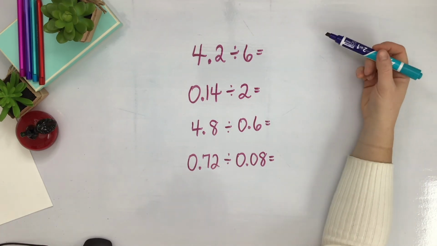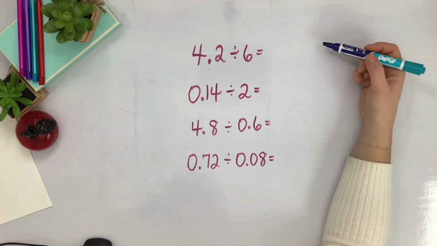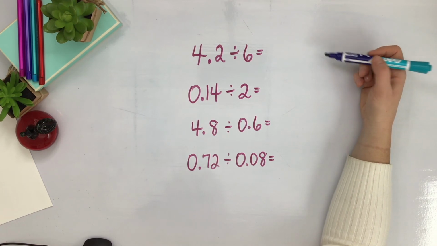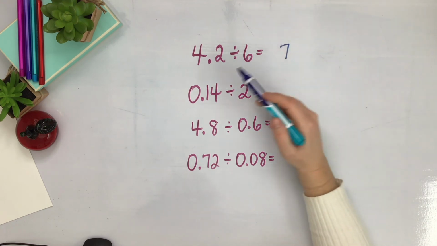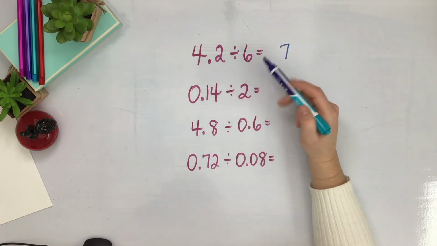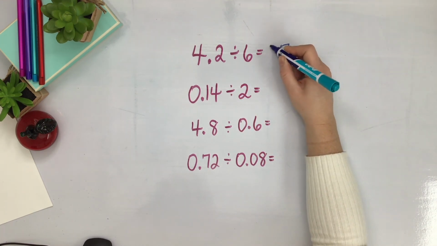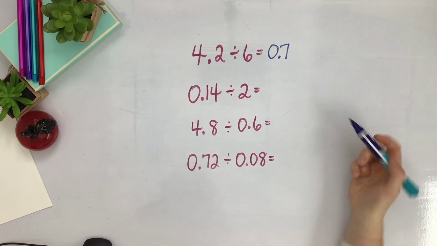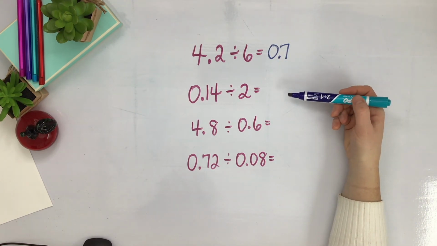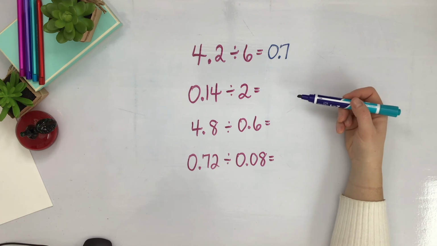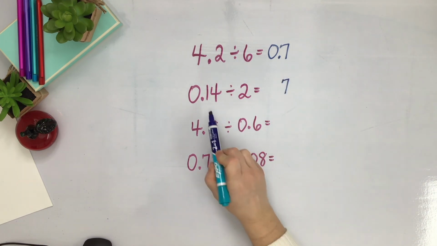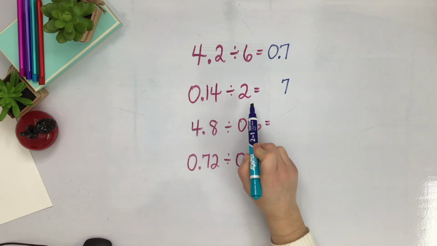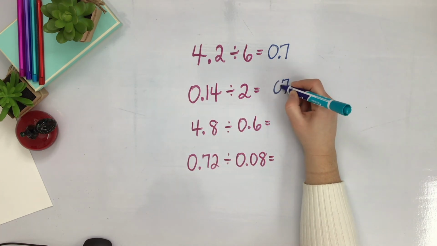Okay, here I have got 42 tenths divided by 6. I know that 42 divided by 6 is 7, and since this is 42 tenths divided by 6, my answer should be 7 tenths. Here I've got 14 hundredths divided by 2. I know that 14 divided by 2 is 7, but because this is 14 hundredths divided by 2, my answer should be 7 hundredths.